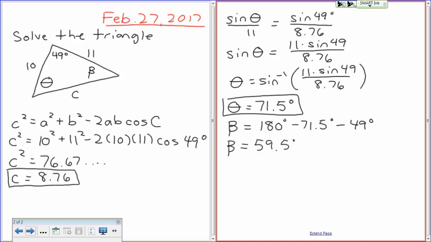Now, as far as do the dimensions make sense, you can check this out of the triangle very easily. 49 goes with C, that's got to be the smallest side, it's the smallest angle. 71 is the biggest angle, so 11's got to be the biggest side. 59.5 is the middle, so 10's got to be the middle. So you can check that in proportion just to make sure your answer's right. We're going to be getting into cosine law and adding vectors today, so I'll make sure that the basic trig here is good for people, so when you get one of these, you don't freak out.